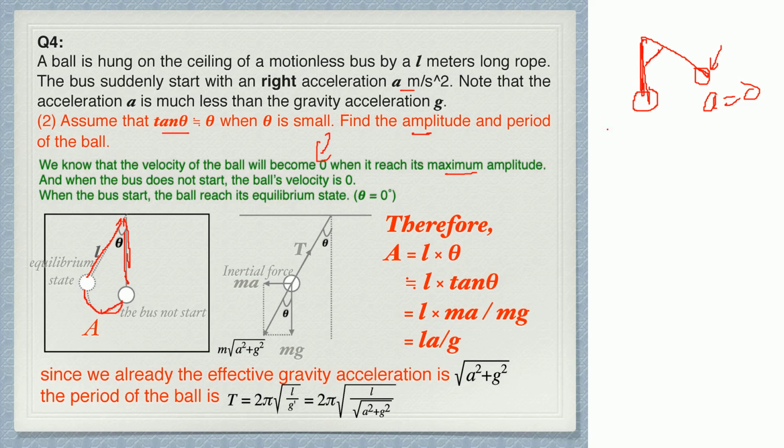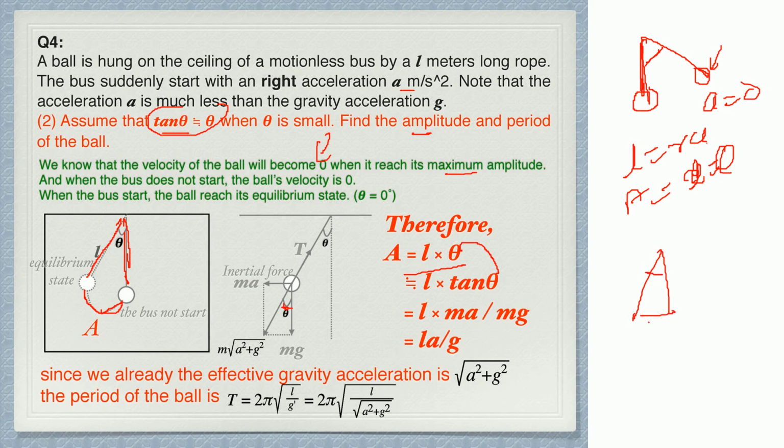What will this amplitude a be? We know that s equals R theta. So theta is theta, R is L here. So the amplitude a will be equal to L theta, from the simple arc formula. Now theta can be taken as tan theta because it is given. You can take tan theta as theta and theta as tan theta. But what is tan theta here? If I make a triangle like this, tan theta will be perpendicular by base. Perpendicular is ma, base is mg, so ma by mg. The m cancels out, so it will be L a by g.